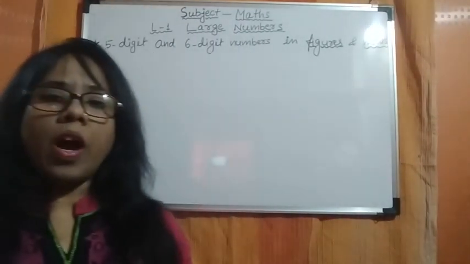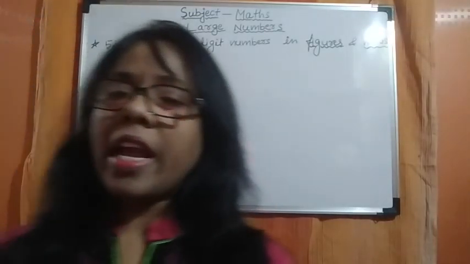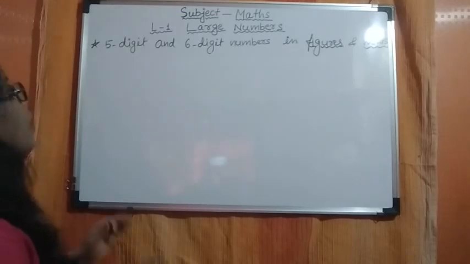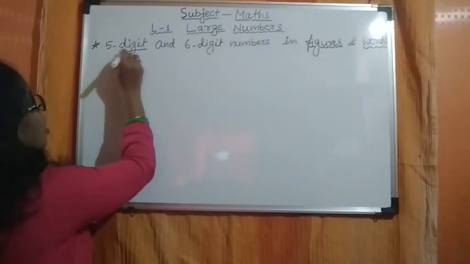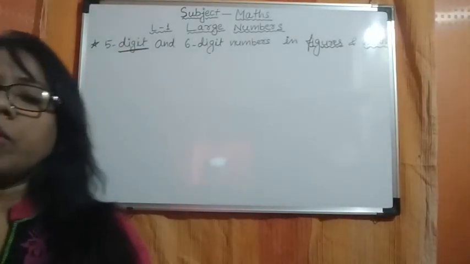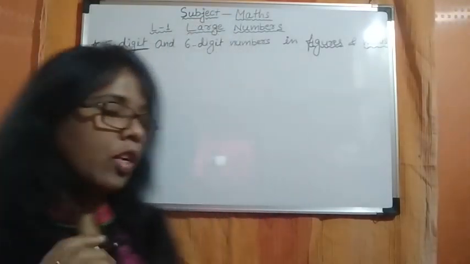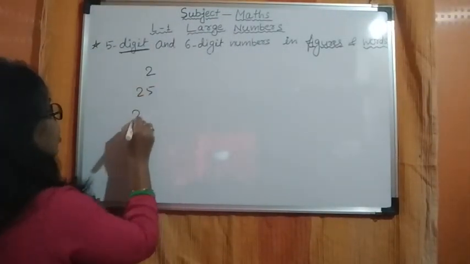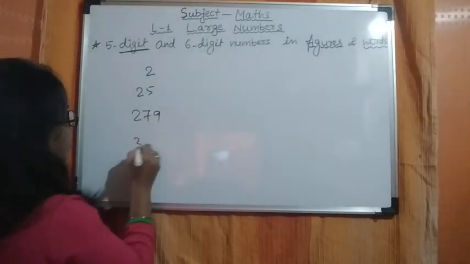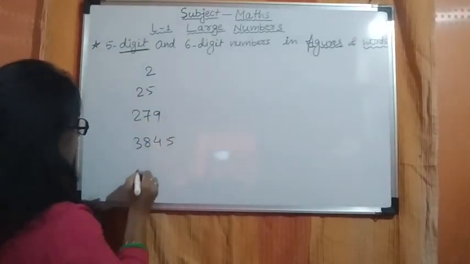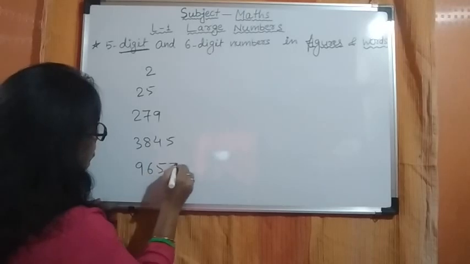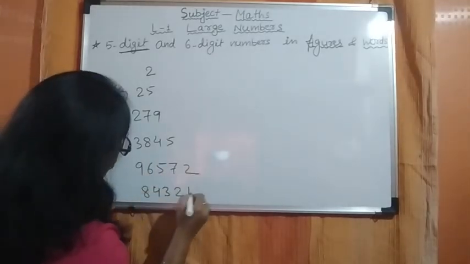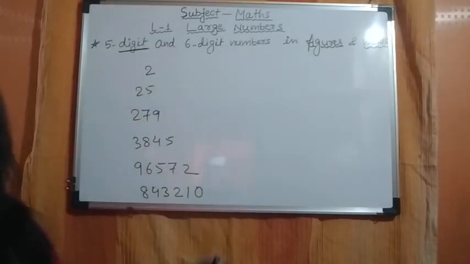So the first point is 5-digit and 6-digit numbers in figures and words. Here, what is the meaning of digit? First, we will know about that. I am writing here 225, 279, 3845, 96572, 843210. Like that, numbers are there.